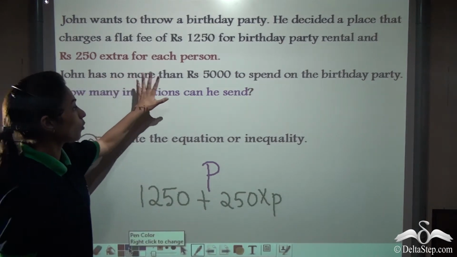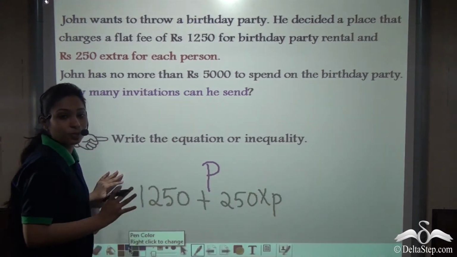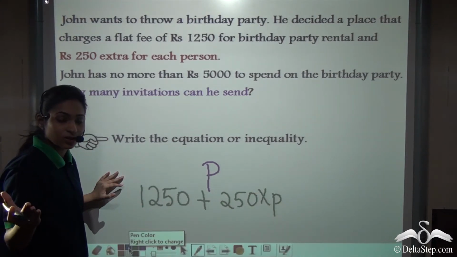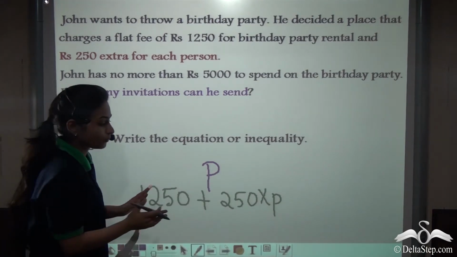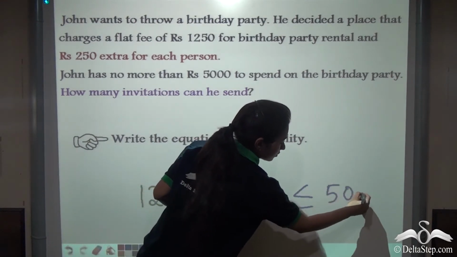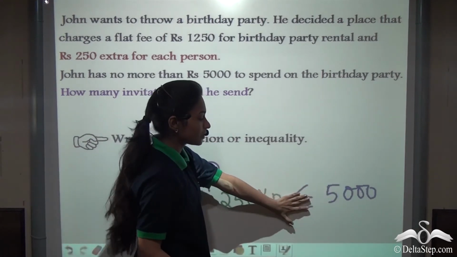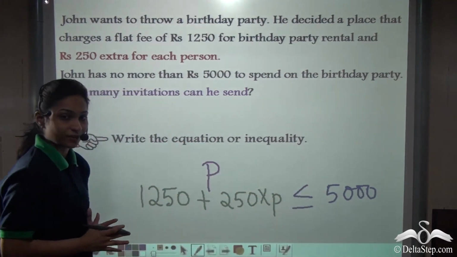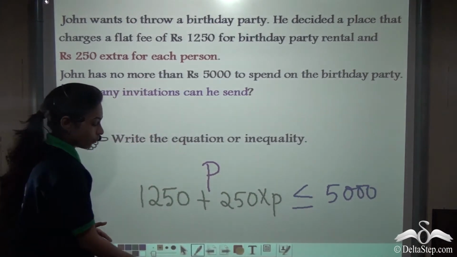Now he has no more than rupees 5000. That means this whole should add up to 5000 or less than that. He cannot spend more than 5000. He can either spend till 5000 or less than 5000 will also do. So less than or equal to 5000. You can say at most 5000 he can spend. He can spend either 5000 or less than 5000, but not more than 5000. So what we have done? We have created an inequation for this problem.